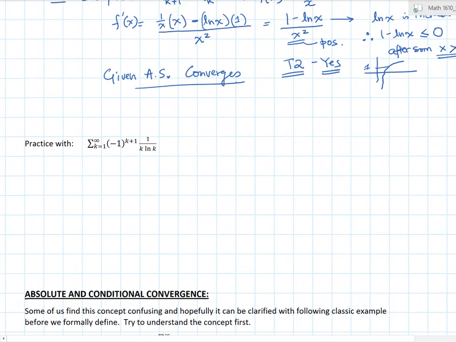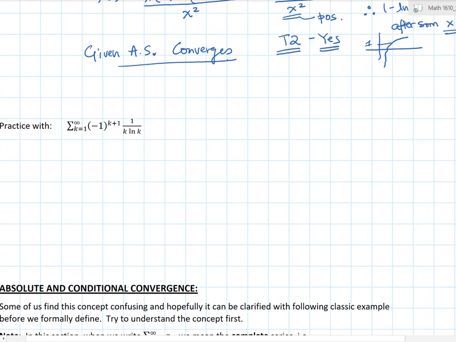Okay, finally you can practice with this particular one. Let me start you off. a_k would be 1 over k ln k. Test 1 is trivial because the limit as k goes to infinity of 1 over k ln k: the denominator is going to infinity, so we have no problem. This definitely is 0. So the first test is simple.